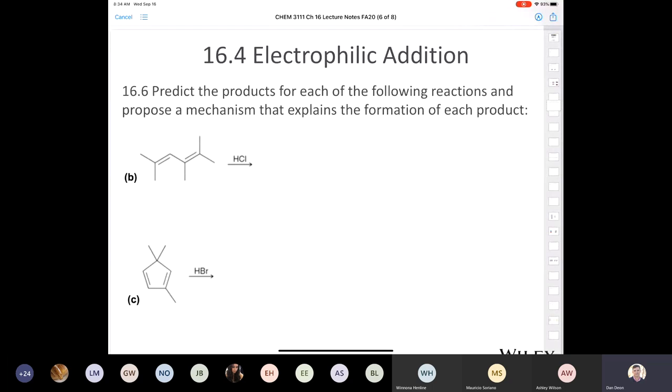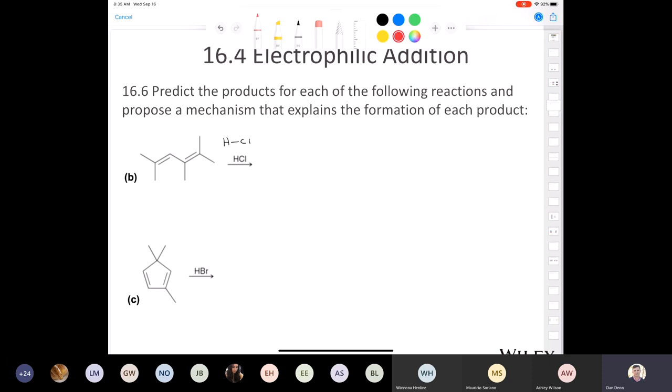We'll start with 16.6b, which says predict the products for each of the following reactions and propose a mechanism that explains the formation of each product. Let me just show you something here. I don't see my students doing this a lot, but every once in a while I'll see somebody try to pull a chestnut like this, where they'll say, okay, well, I'm going to get my protonation in the first step, and they'll draw it like this, okay? And then they'll do something like this, okay? That really means that they were too lazy to just draw the Lewis structure of HCl. So always make sure that you have a bond that you can draw a curved arrow to.